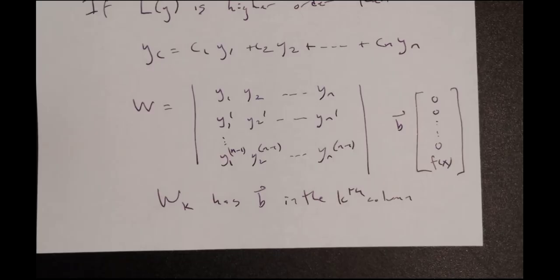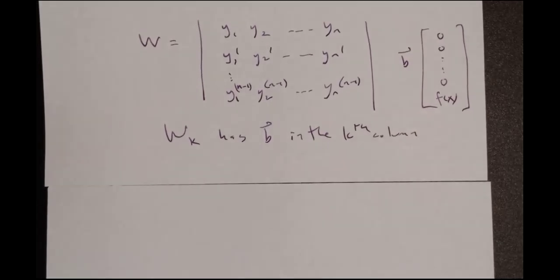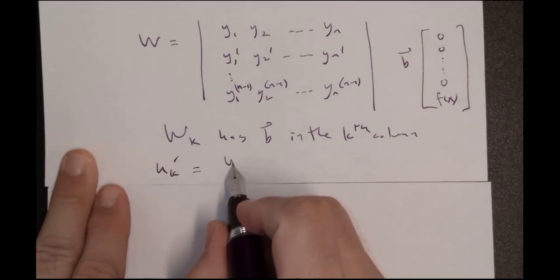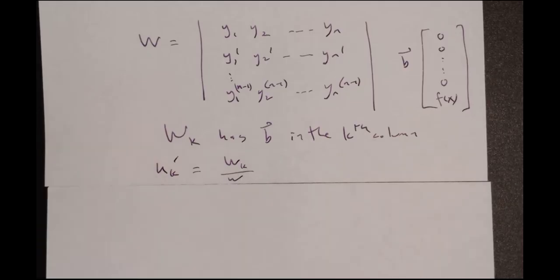And then Uk prime is Wk over W. So after I do all the different matrices I need to do, there'll be n+1 determinants involved. Then I'm going to have to do n different integrals. No, this sucks. It works, but it's not easy.